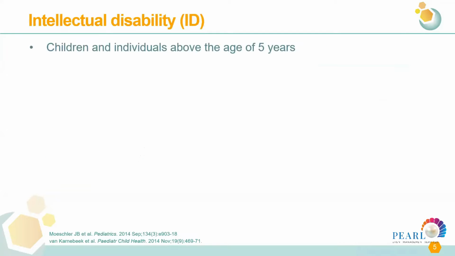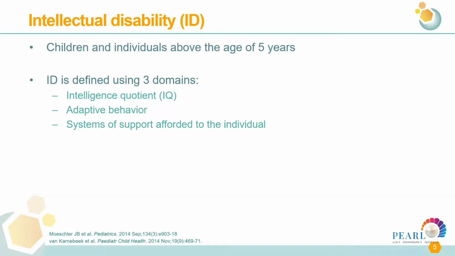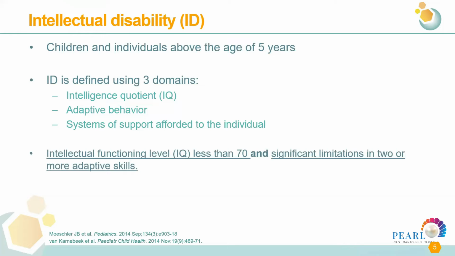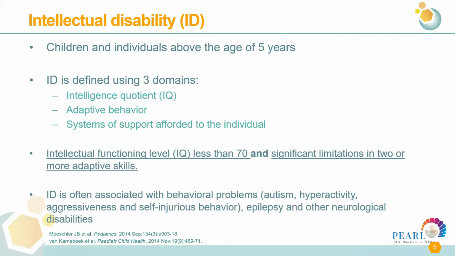While intellectual disability is reserved for those above the age of 5 years, and it is defined also using a couple of domains, which include the IQ, adaptive behavior, and the systems of support that are afforded to the individual. So intellectual functioning level or IQ less than 70, in addition to significant limitation in 2 or more adaptive skills. And we all know that intellectual disability is often associated with other comorbidities, including behavioral problems such as autism, hyperactivity, aggressiveness, self-injury behavior, epilepsy, and other neurological disabilities.